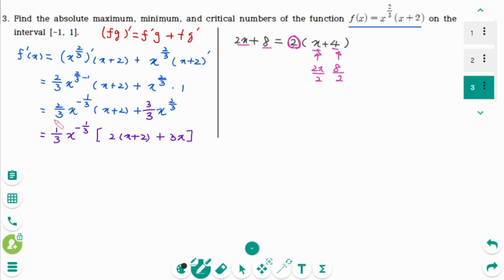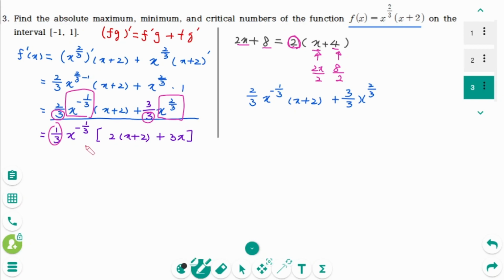So let's do the same now, shall we? 2 over 3 x to the power of minus 1 over 3 times x plus 2 plus 3 over 3 times x to the power of 2 over 3. We have to take out the common factor, 1 over 3 times x to the power of minus 1 over 3, then divide each term by 1 over 3 times x to the power of minus 1 over 3, like this.